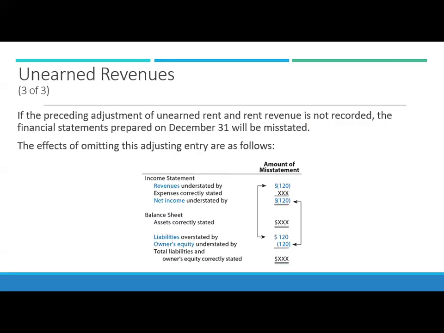If we omitted this journal entry, we would have understated our revenues, understated net income, overstated the liabilities, and understated equity because of that.